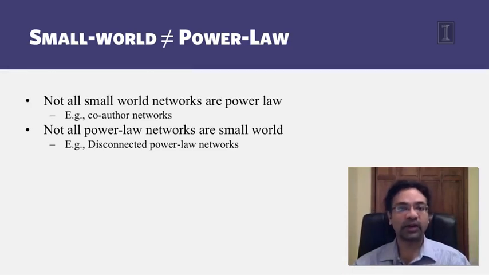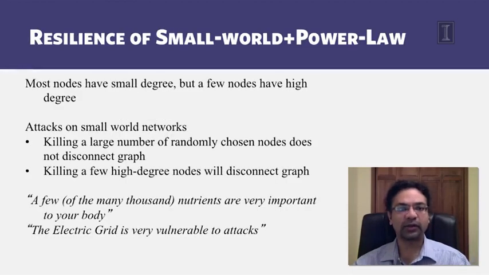But many small world networks are in fact power law graphs as far as you find them in reality. And because a lot of these graphs are small world and power law, their resilience comes into question. Most nodes have a small degree in these graphs, but a few nodes have a very high degree. So if you launch an attack on one of these graphs, if the attack is random, for instance, you kill a very large number of randomly chosen nodes, this will not disconnect the graph. This is why attacking a power law small world graph randomly is not very effective at all.